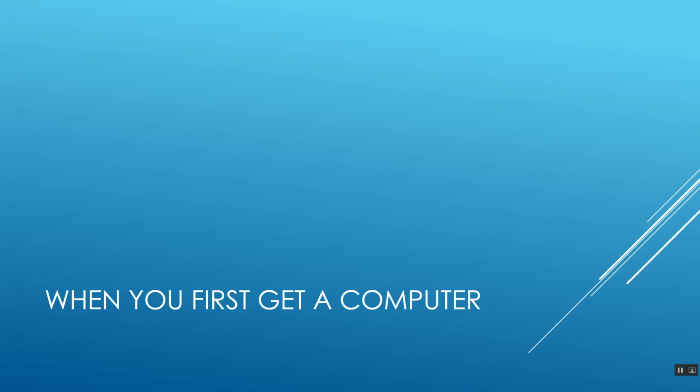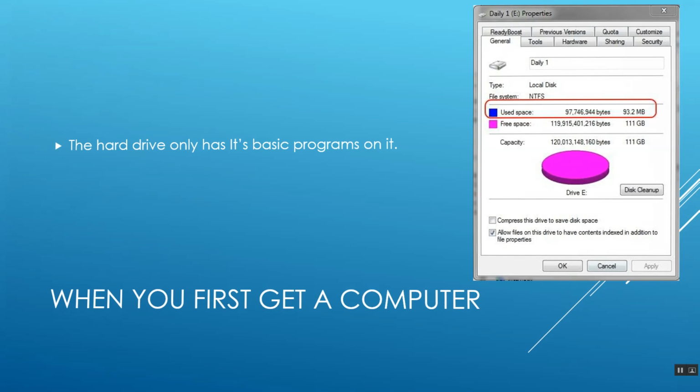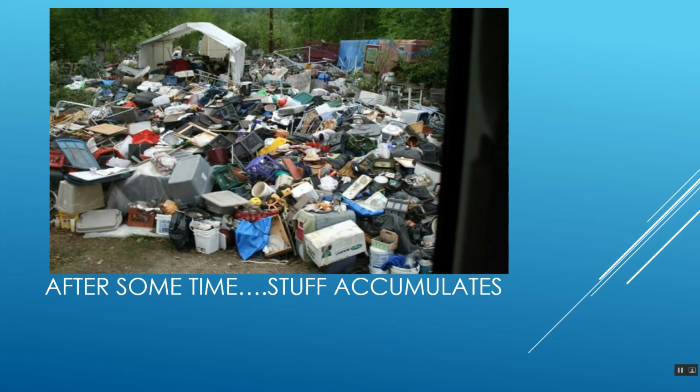Let's start back when you first get your computer. When you first get your computer, the hard drive only has the basic programs on it that it came with. Everything else is completely free. You just have your very, very basic stuff. Eventually, you're going to have to install some stuff on it. So, of course, after some time, stuff's going to accumulate. You're going to download videos. You're going to visit web pages. You're going to install games and programs and various other things. So the hard drive eventually is going to fill up.